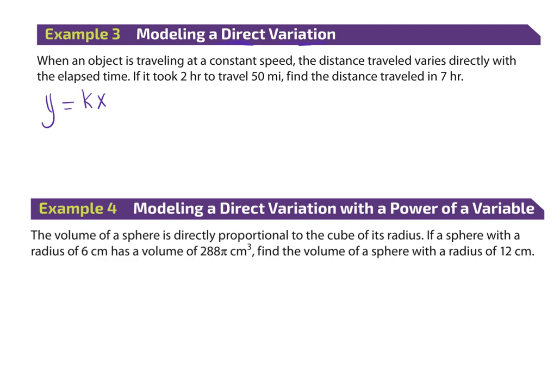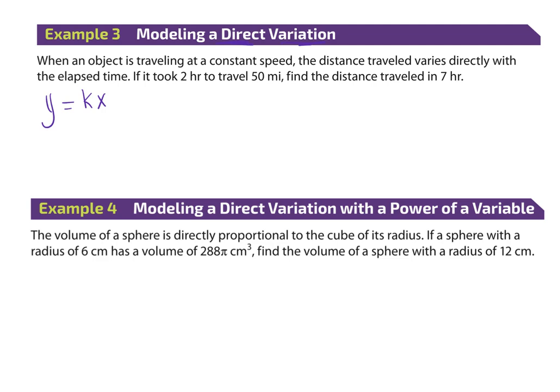Y equals x times some number. So if you can get to y by straight multiplication without anything else, you have direct variation, all right? That's like y equals 3x, y equals 4x, y equals 1/4 x. It doesn't matter what that k is as long as you can just multiply. So when an object is traveling at a constant speed, the distance traveled varies directly with the elapsed time. Okay, so lots of words. What does that mean? If you are driving 60 miles an hour constantly, then how far you go is directly related to how long you drive.